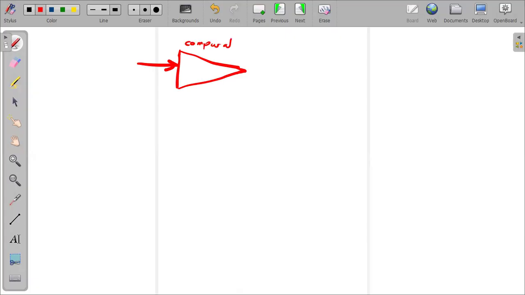Comparator. And then they're connected. I'll indicate. There we are.